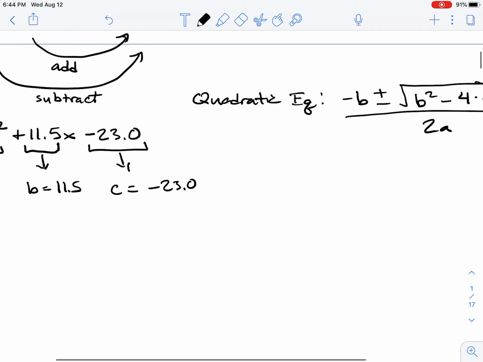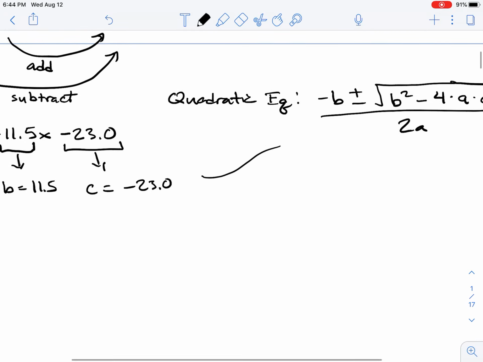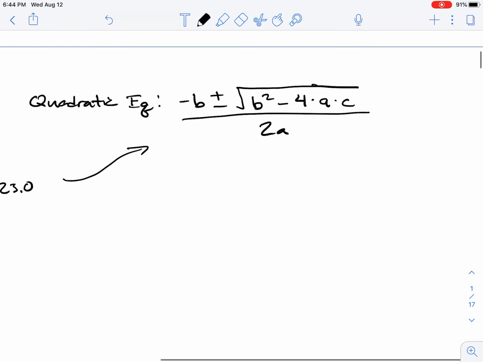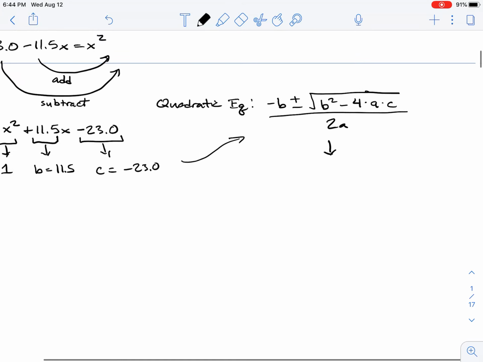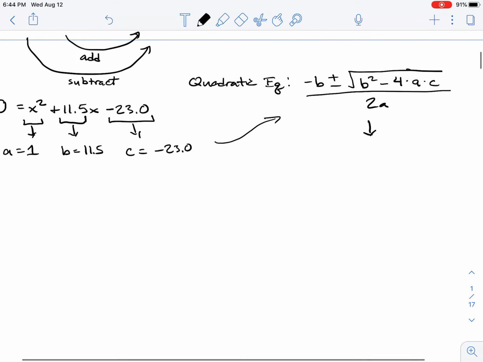And so we're now going to go ahead and plug it in to the quadratic equation and then simplify that quadratic equation until we get 2 roots or 2 answers. And so I have negative b, so that's a negative 11.5. Let me zoom in here.